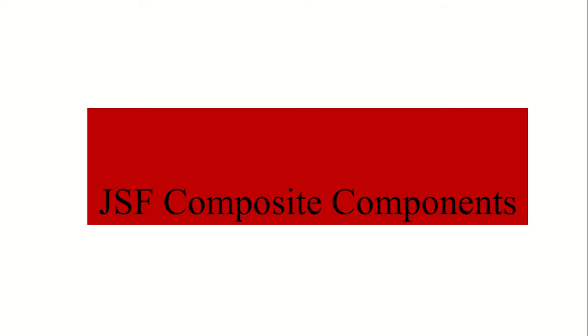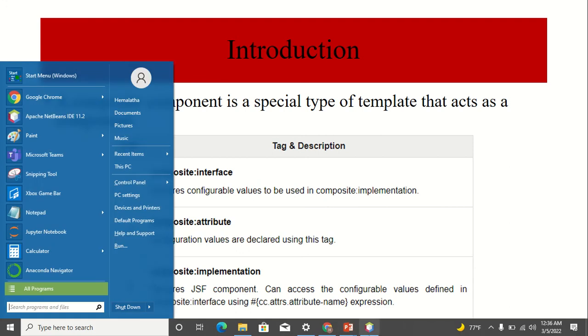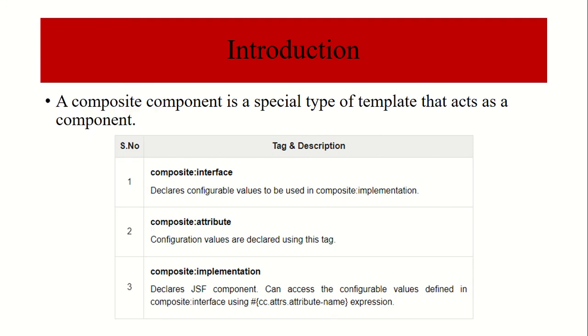Now there are some tags available in composite components. The first tag we have to use is the composite interface. This is to declare what attributes we are going to use. This is like configuring the composite component. So this is the first tag that we have to use. Now inside this composite interface tag, we have to define the attributes. Now in the example web page which I showed you, we had username and password. We had only two text boxes, so we'll be declaring two attributes.